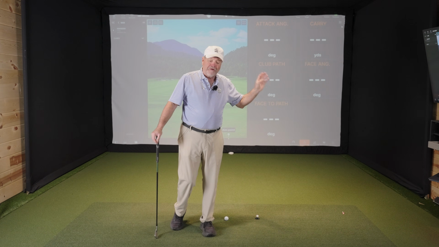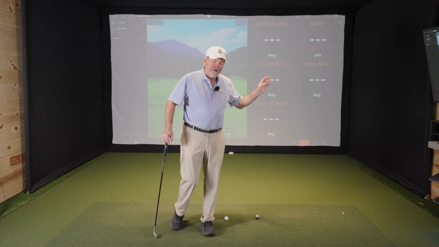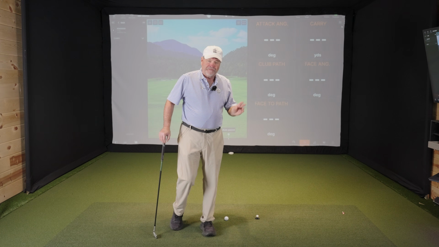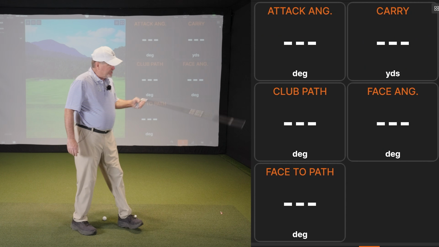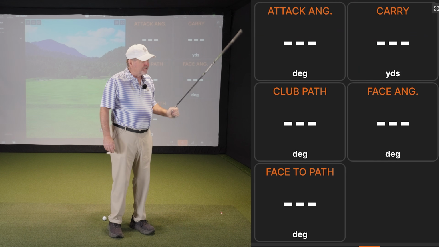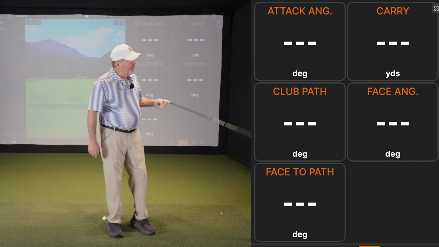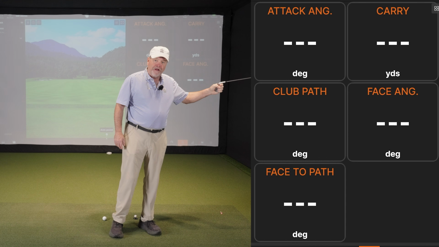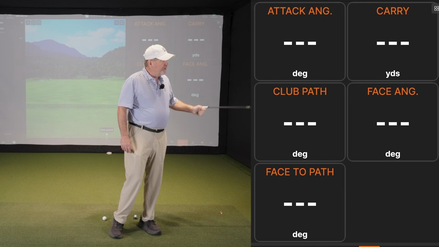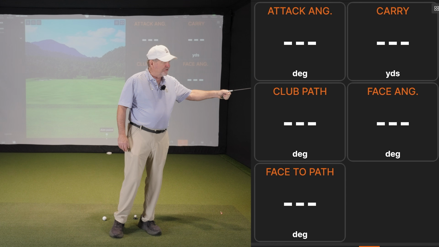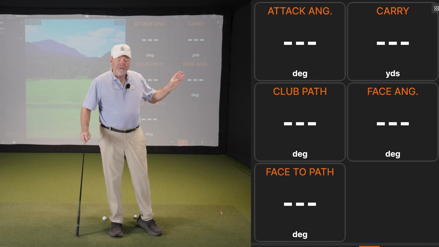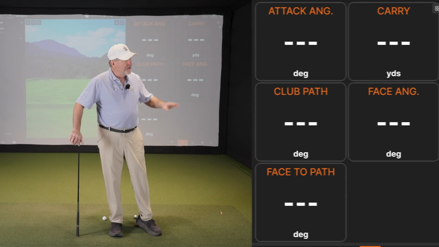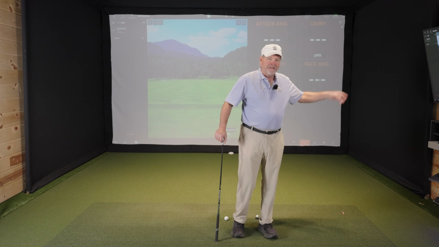So that's one of the great things from an instruction point of view we've learned with TrackMan: angle of attack. So the five tiles that I would use is angle of attack, carry distance like we've already talked about, and then I want to know what the path of the club is, and I want to know the face angle of the club, and then I want to know the combination of those two, which is called face to path.